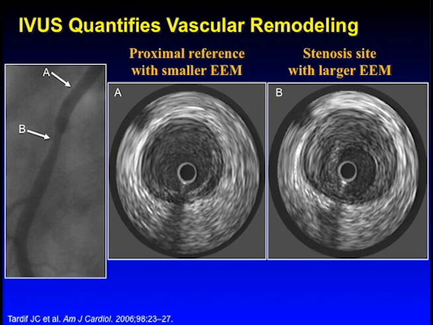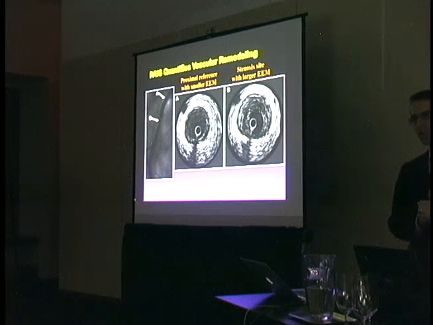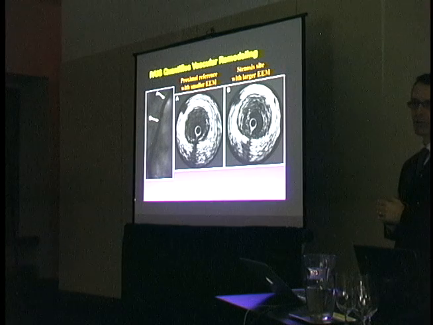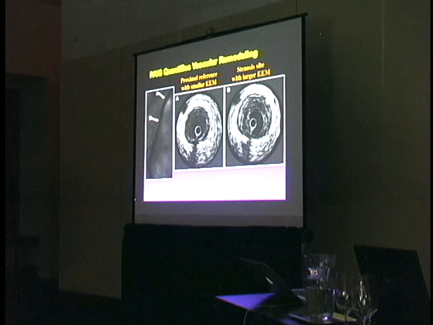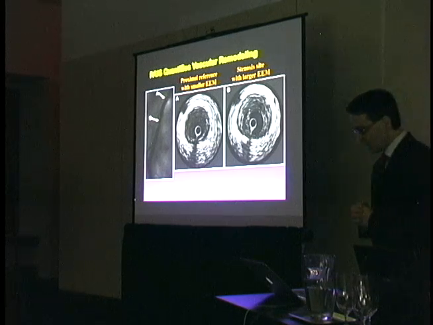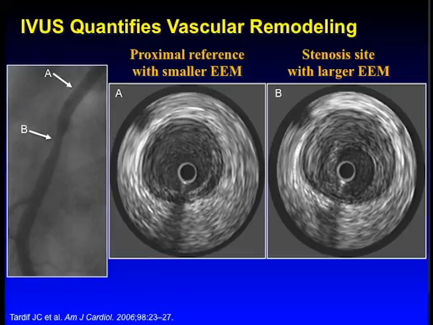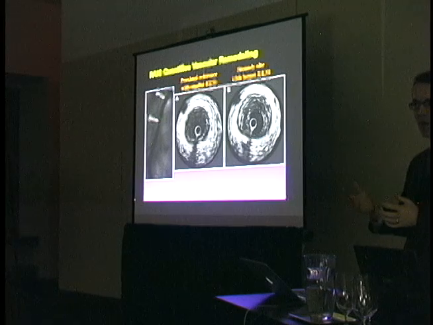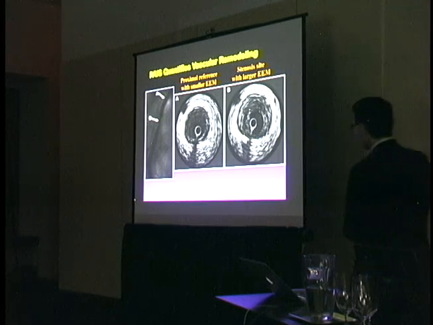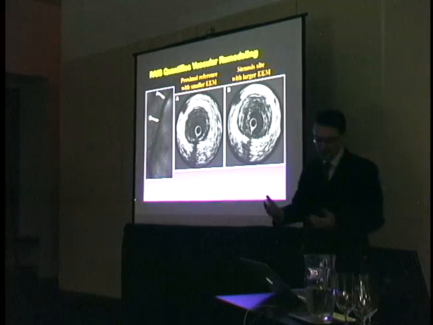The other concept also is that IVUS not only allows you to look at plaque burden, it also quantifies an integral process in the progression of atherosclerosis, or the evolution of the atherosclerotic process, which is vascular remodeling. As you see on this slide, the site of stenosis, which is more distal on the left panel, actually has a bigger total vessel dimension than the proximal so-called reference segment. And this is in vivo evidence of adaptive vascular remodeling to accommodate the plaque and to keep a lumen that is at least open.